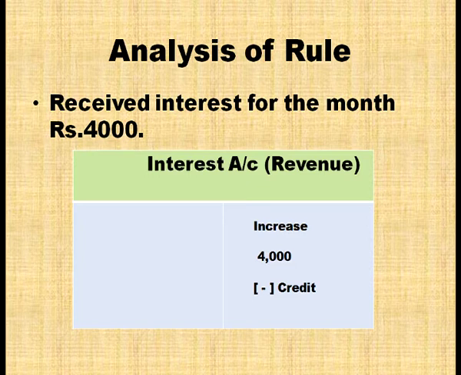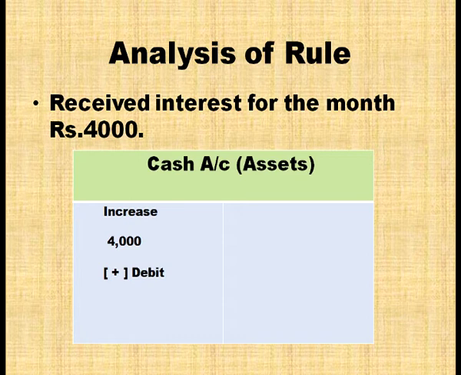So, affected accounts are cash account and interest account. Cash account will be debited. Asset increase will be debited. So, cash account will be debited and interest account will be credited.